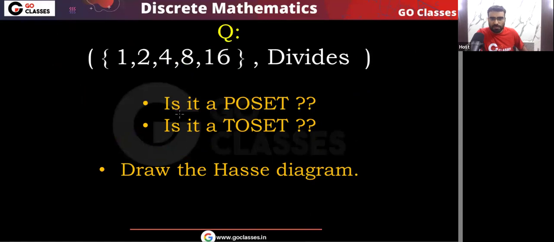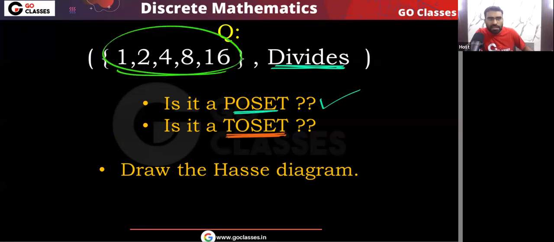Tell me the answer for this. Is this a POSET? Divides relation on this set. Yes, this is a POSET. You can easily see reflexive, antisymmetric, transitive. These properties are satisfied. So yes, this is a POSET. You can check. Okay, now you tell me, is this a TOSET? Can I say every two elements are comparable? Yes, every two elements are comparable.